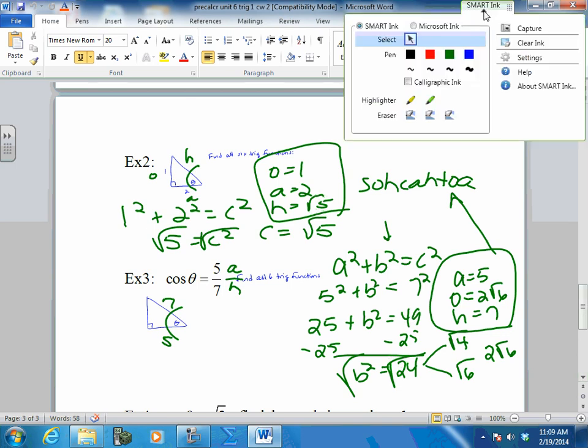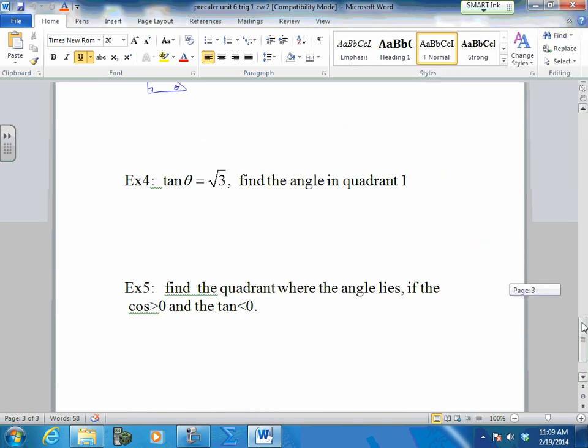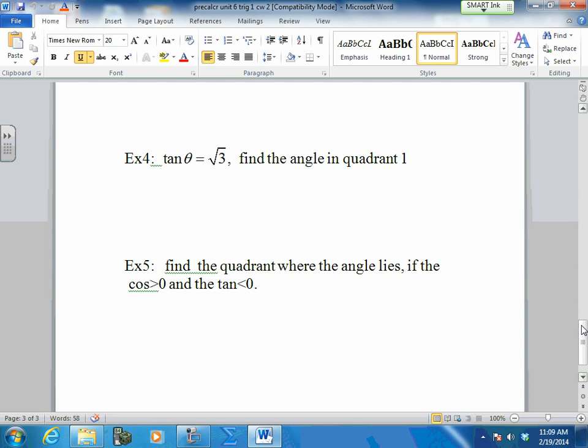Okay? One more example. Hang on. I think there's one more example. 2 more. Quadrant 1. I drop an angle. I'm back on my circle. Guys, give me 1 minute. I'm back on my circle.